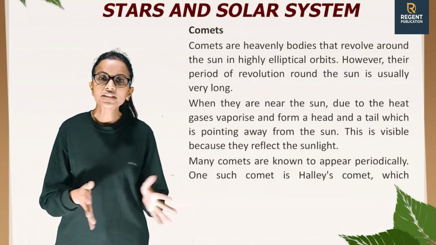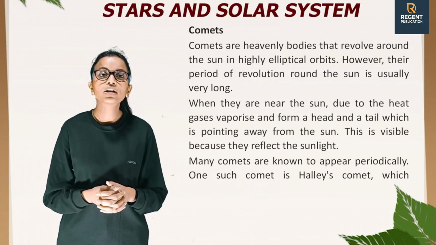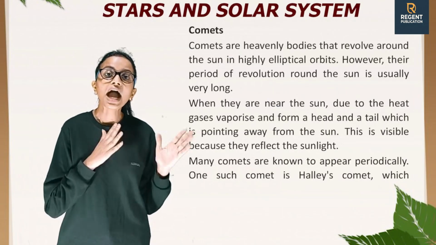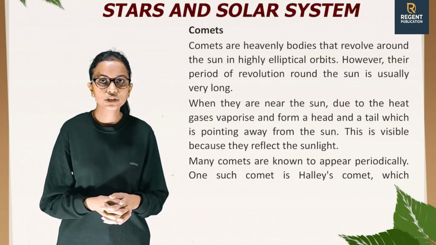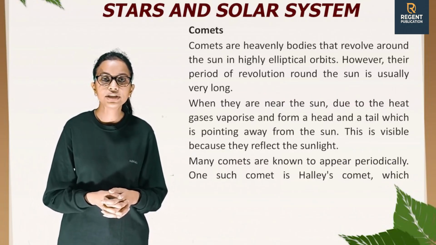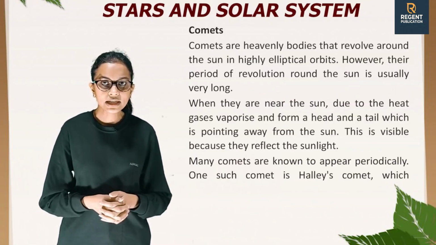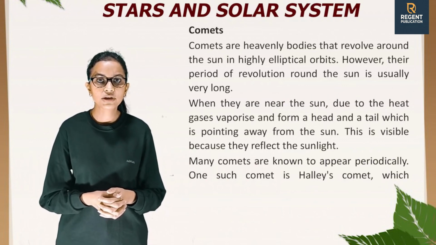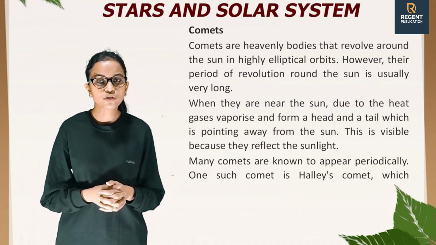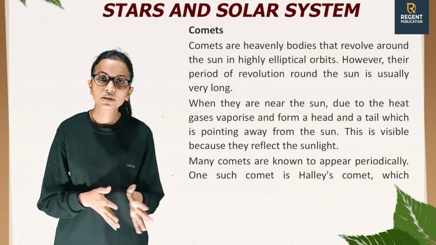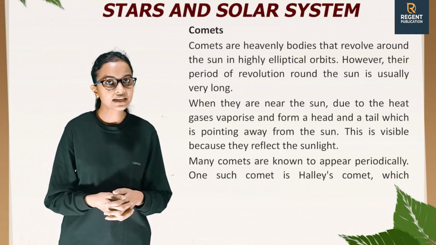Comets. Comets are heavenly bodies that revolve around the sun in highly elliptical orbits. However, their period of revolution around the sun is usually very long. When they are near the sun, due to the heat, gases vaporize and form a head and a tail which is pointing away from the sun. This is visible because they reflect the sunlight.